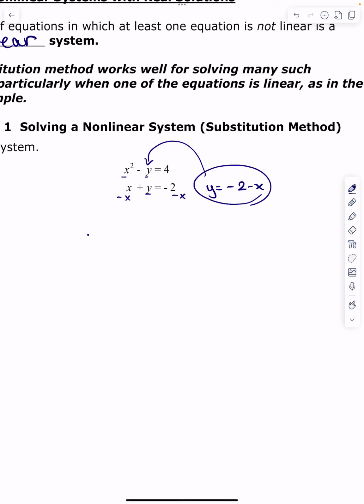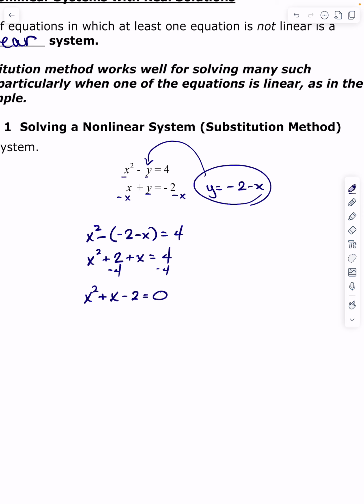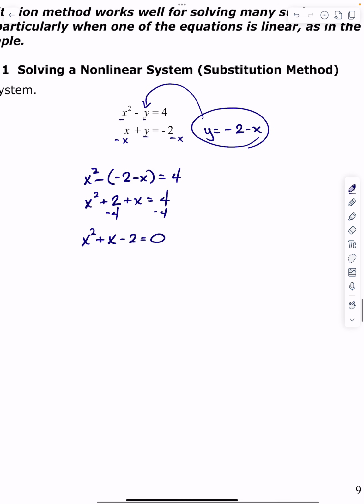So I have x squared minus, my y is minus 2 minus x. This all equals 4. That's x squared plus 2 plus x equals 4. I'm going to subtract 4 from both sides and write it in descending order, so highest power of x first, then my next x, then my constant. Now I have a quadratic, and this I know how to solve. So I'm going to factor.